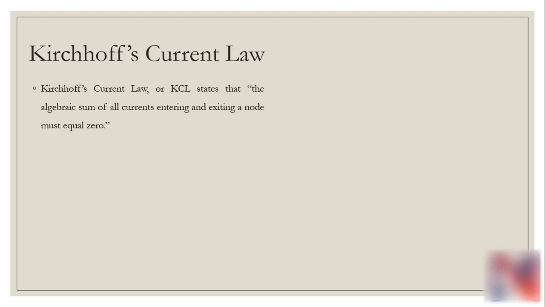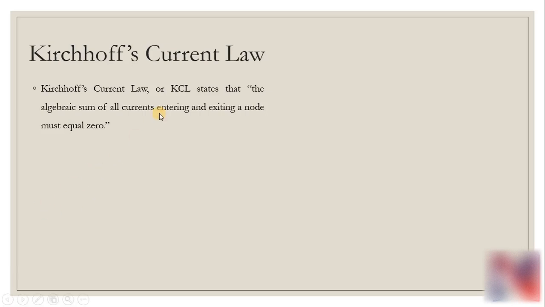Kirchhoff's Current Law or KCL states that the algebraic sum of all currents entering and leaving a node must equal 0. It means that if we have a node, there will be some currents entering the node while others will be leaving it. So when we sum up all the currents entering and leaving, the node will be equal to 0.